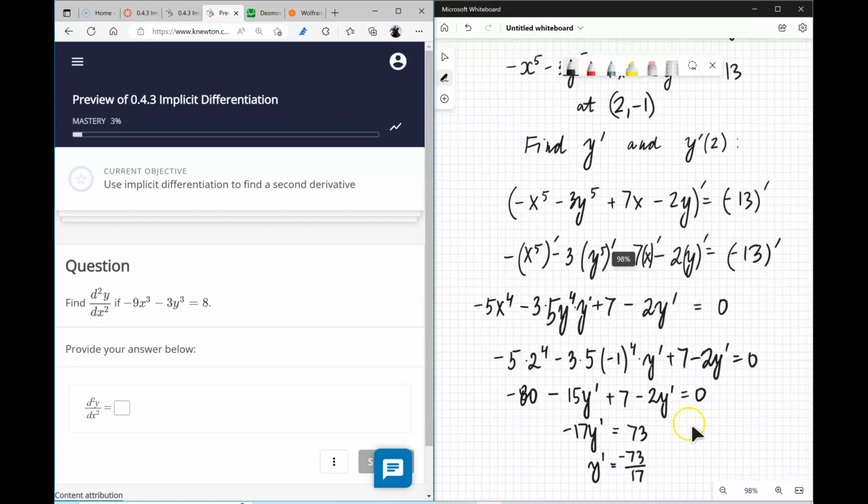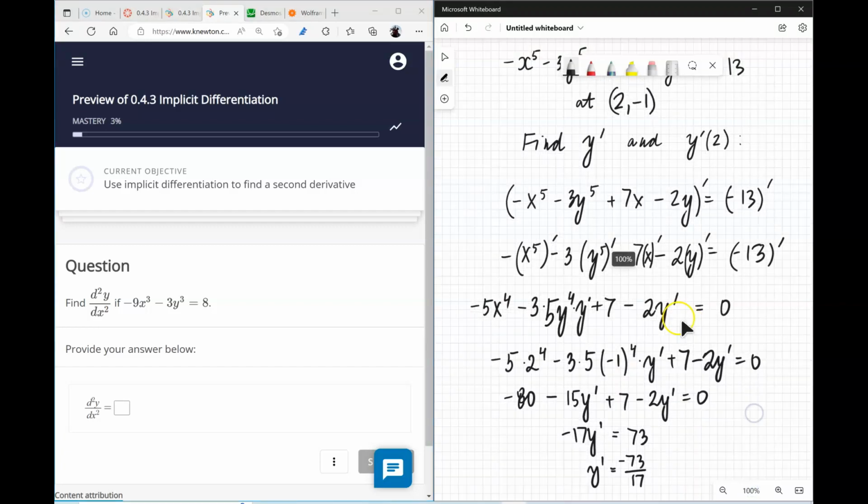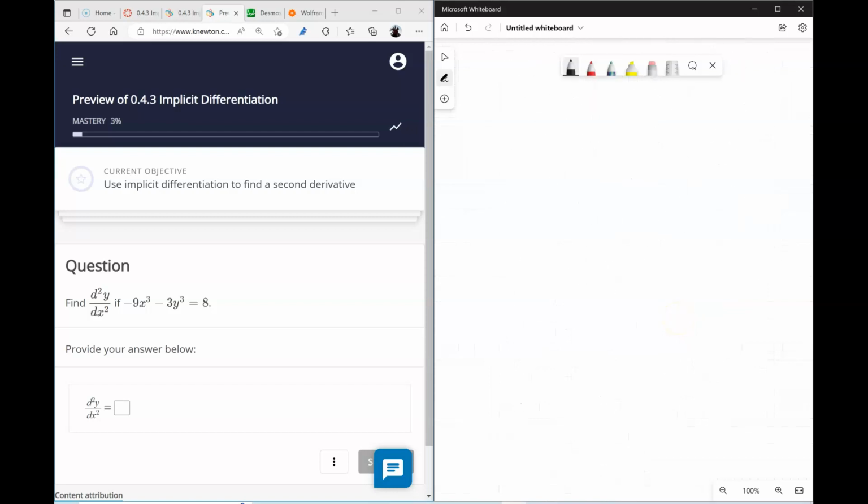Alright, so next we're going to try to find the second derivative using implicit differentiation. And let's start by writing out the equation that defines the function implicitly. So we're going to differentiate both sides. On the right side we get 0 immediately. On the left side we have -27x squared minus, and now here I'm going to use the chain rule. So 3 times 3 is 9, y squared times y prime.